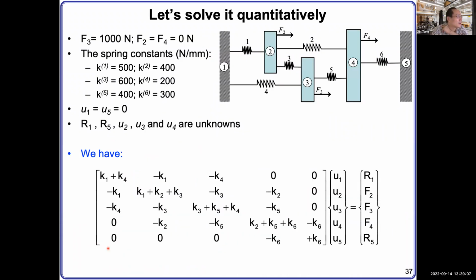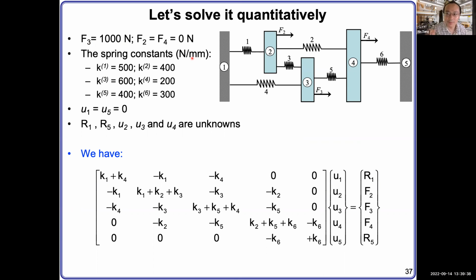Now, here is the example, a quantitative example. From here, you can see how the problem can be quantitatively solved. Now, in this case, we let F3 equal 1000 Newton. F2 and F4 are 0. And then all the spring constants for the 6 elements are given. You remember the spring constant unit is Newton per millimeter. Those units are very important as well.